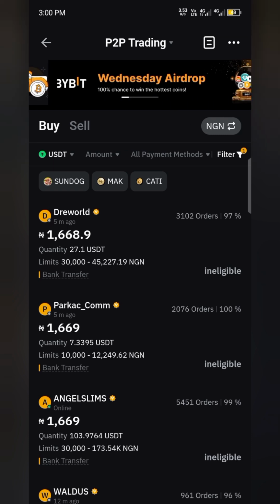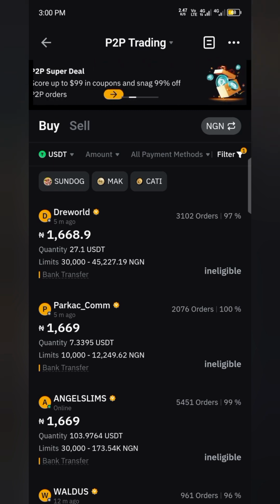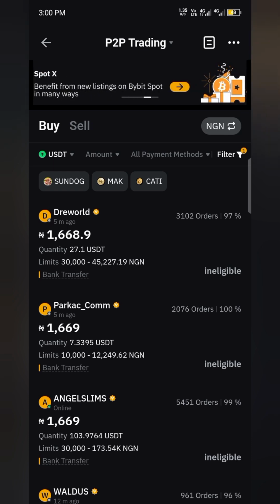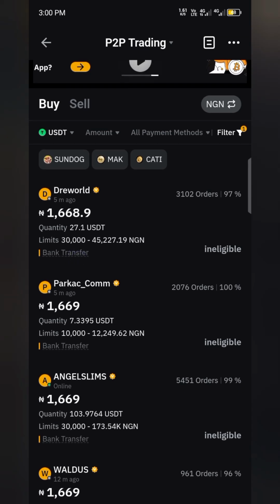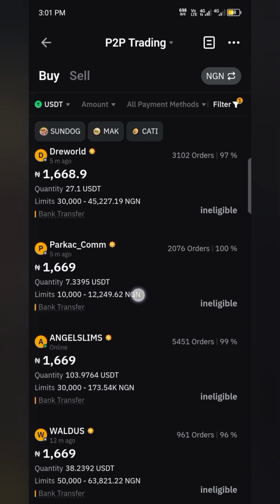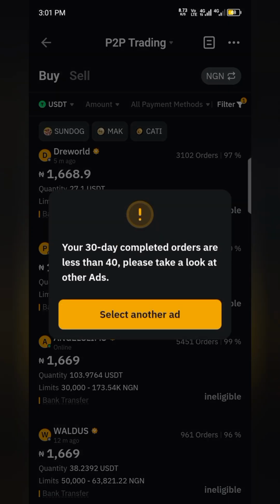Now, another thing is if you observe, people have different limits and maximum of USDT that they are willing to sell. This person has a limit of 30,000 naira to 45,000 naira. This person has 10,000 naira limit to 12,000 naira limit. For example, if you want to buy 100k worth of USDT, you can't come to Drewood and buy from him because his limit and maximum is nowhere near 100k. You understand?